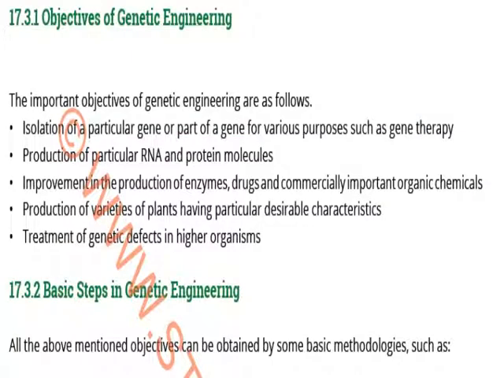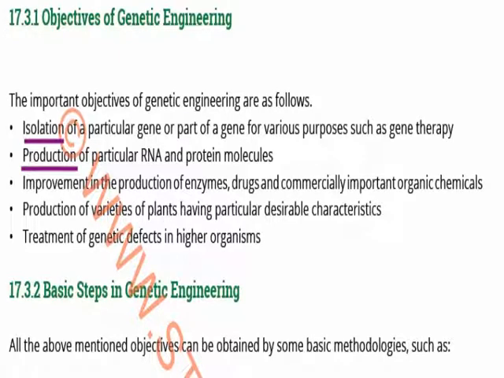What are the objectives of genetic engineering? See, these are the objectives of genetic engineering. Please note down, it can come in your short answers. First of all is the isolation of a particular gene or a part of a gene for various purposes such as gene therapy. Next is the production of particular RNA. So isolation and then the second one is production. Isolation of particular gene, then the production of particular RNA and protein molecules.